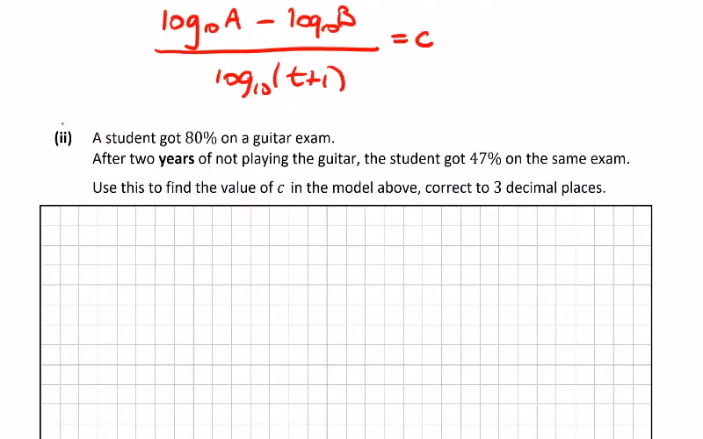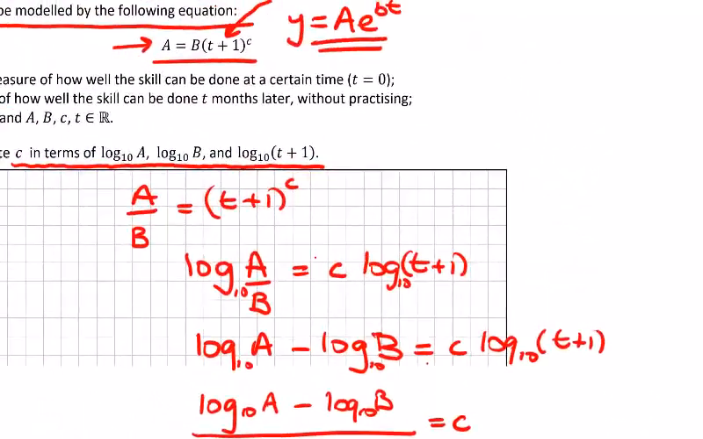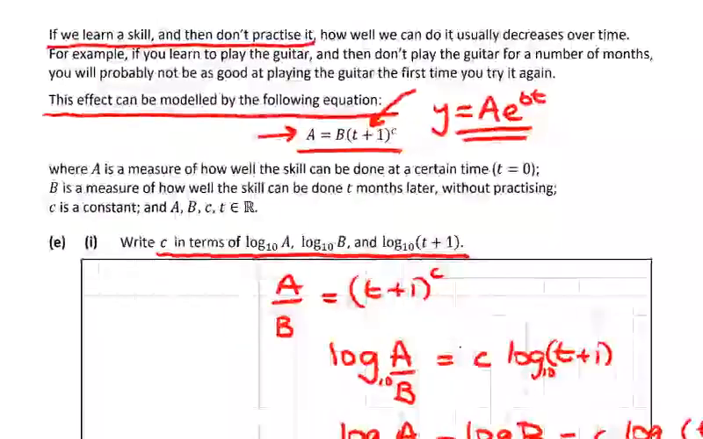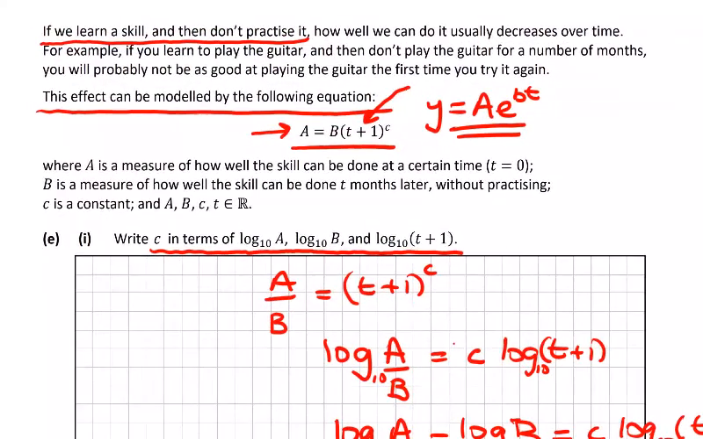And the last part of this question: a student got 80% on a guitar exam. After 2 years of not playing, the student got 47% on the same exam. Use this to find the value of C, correct to 3 decimal places. So just double check what we were told initially. There's a little trick in here. I think we're dealing with months, aren't we? And they've given us years below. t months later, 2 years, 2 by 12 is equal to 24. Make sure you were concentrating at the end of the paper.